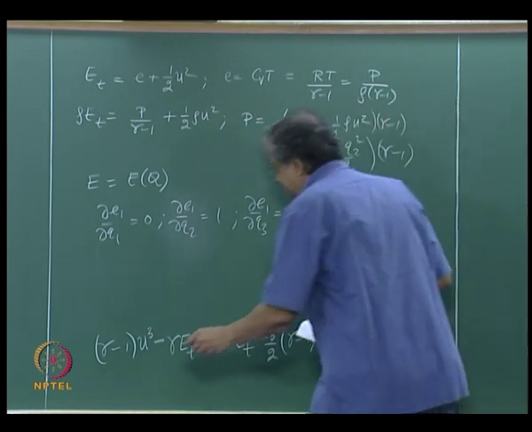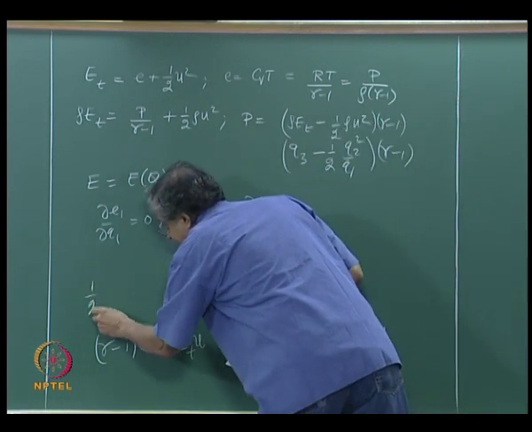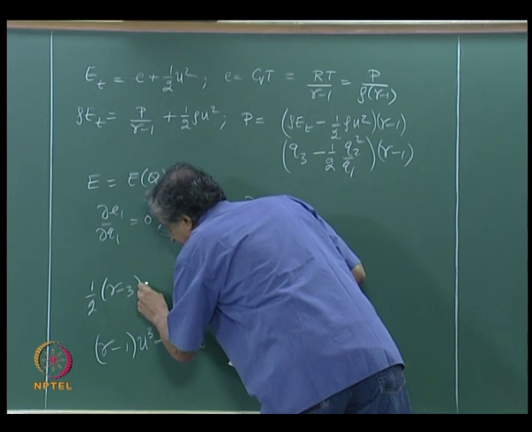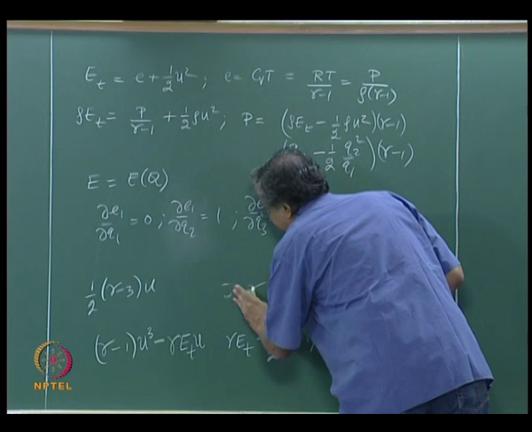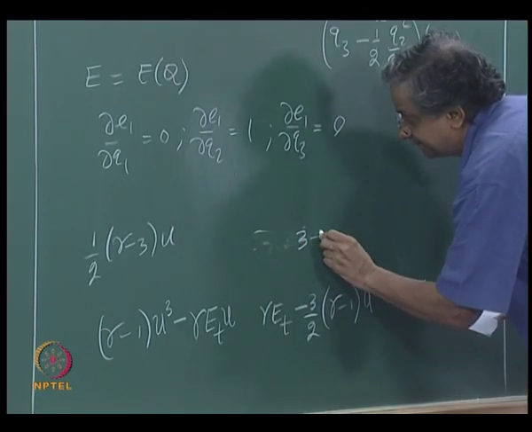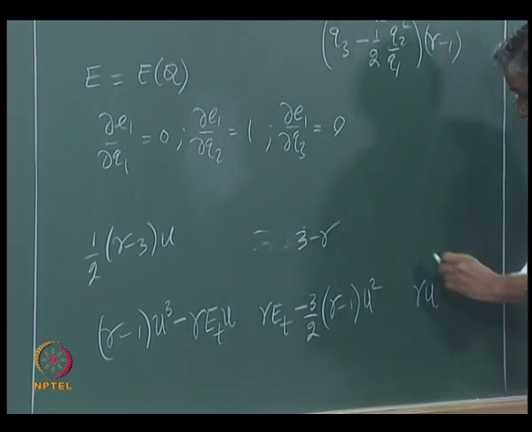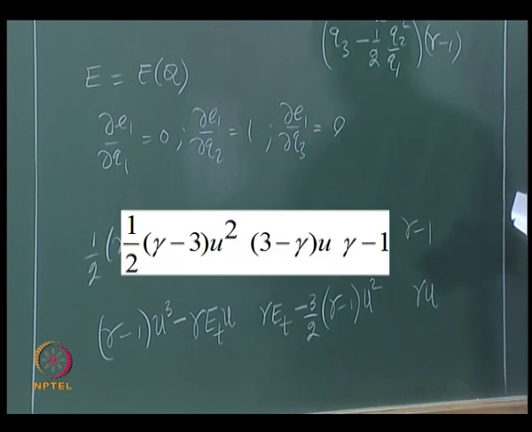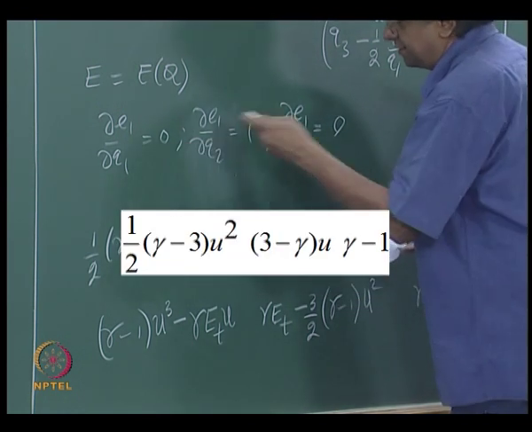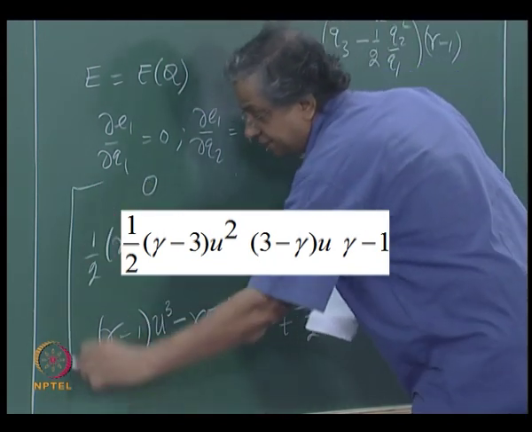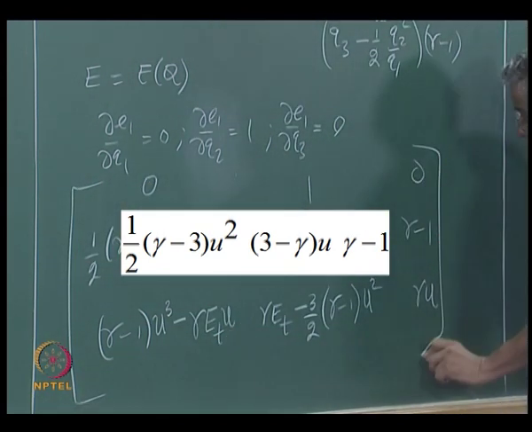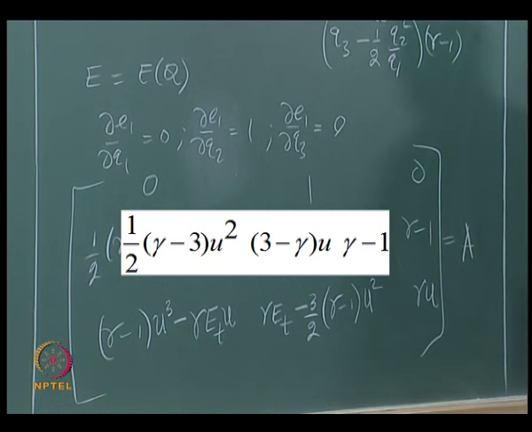Then I have 1/2 gamma minus 3 times u, 3 minus gamma. Oops. So I wrote the bottom row first, and gamma minus 1. And the first entry of course is 0 1 0. That is the matrix A. Is that fine, everyone?